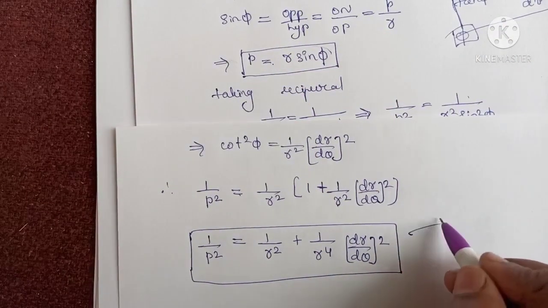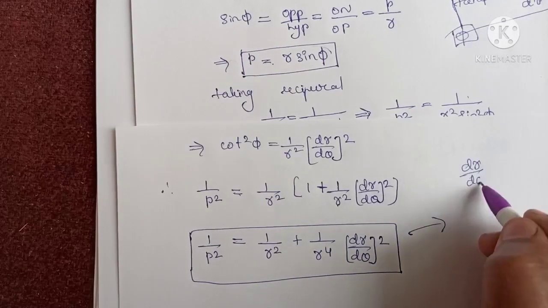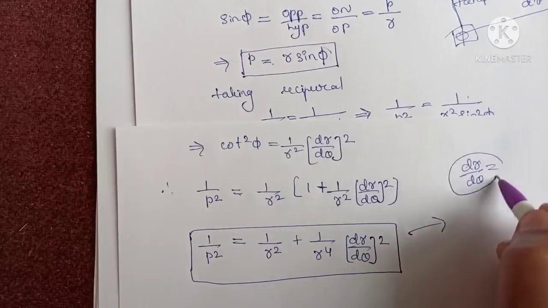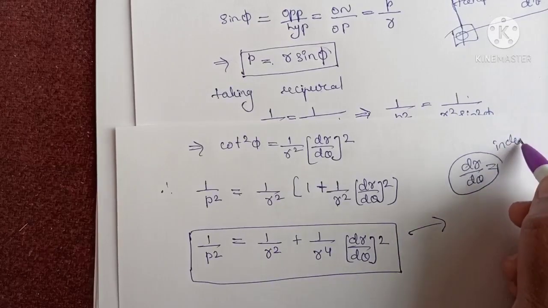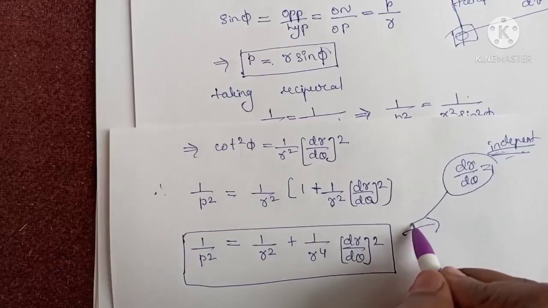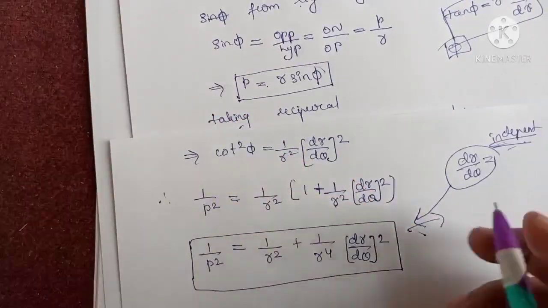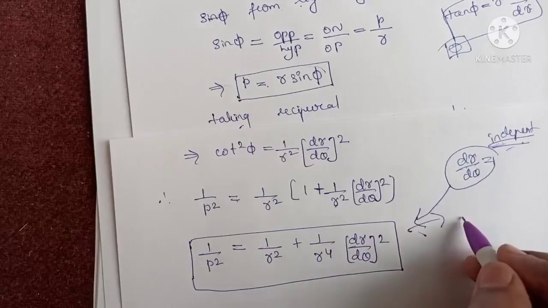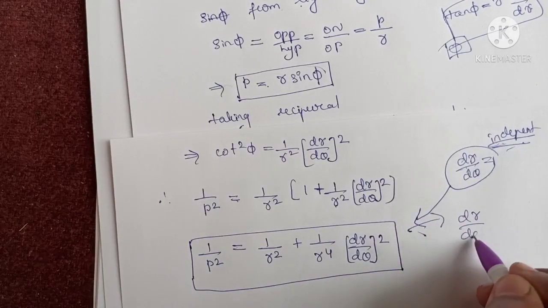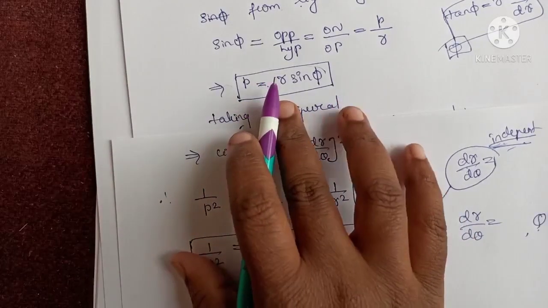On differentiating the given curve, we get dr by d theta. If this is independent of theta, that means it doesn't contain theta, then we directly use this formula. Suppose it contains theta terms on differentiating, then we use the other formula.